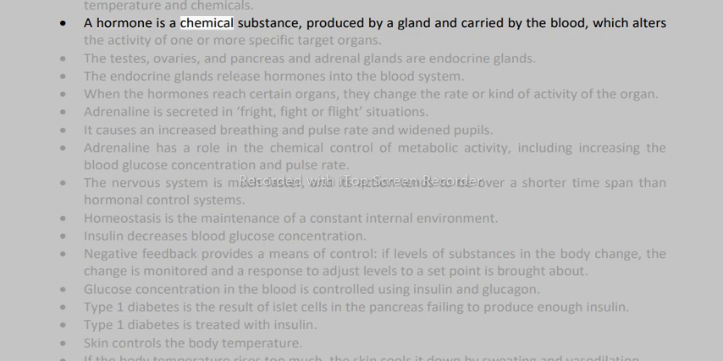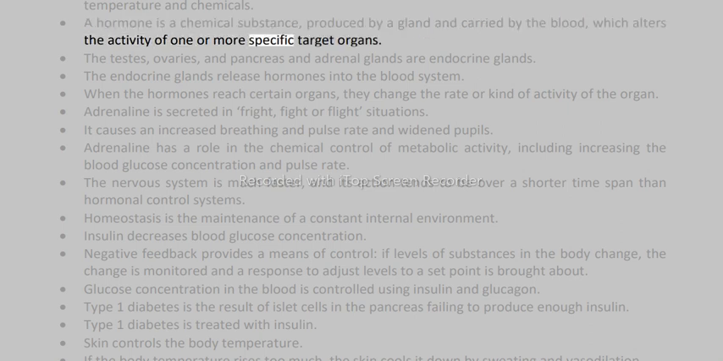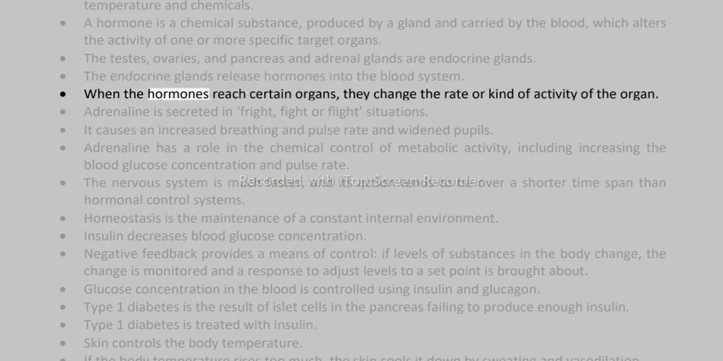A hormone is a chemical substance, produced by a gland and carried by the blood, which alters the activity of one or more specific target organs. The testes, ovaries, pancreas and adrenal glands are endocrine glands. The endocrine glands release hormones into the blood system. When the hormones reach certain organs, they change the rate or kind of activity of the organ.